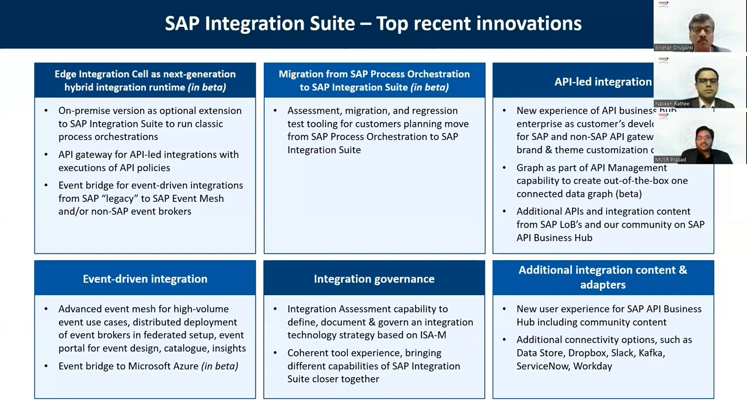Then integration governance. Again, we have the capabilities, but SAP is now increasing the integration governance by providing various assessment capabilities to identify the integration technology strategy based on ISA-M, the integration service-oriented architecture aspect. And they are also trying to provide much more integration capabilities through a few automation services and machine learning services integration with the Integration Suite. These are all a couple of the roadmap items within 2023.